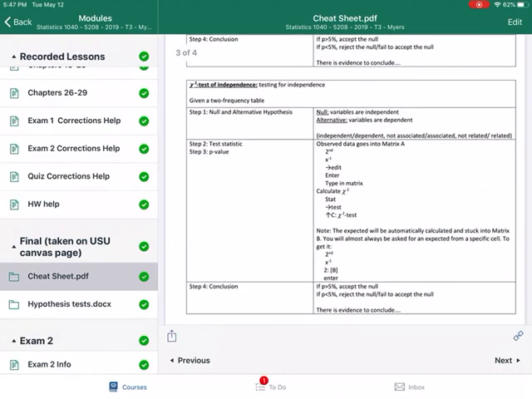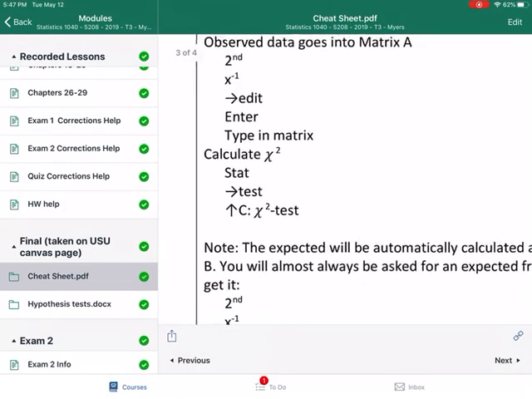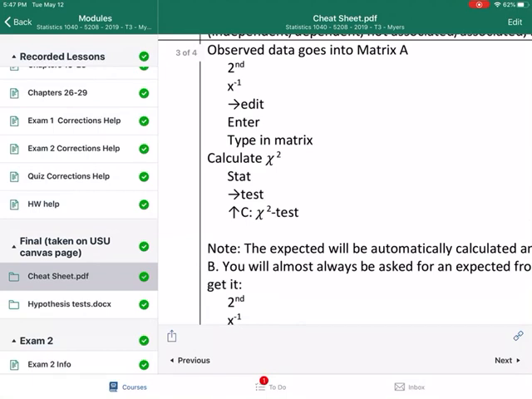Okay, last is test of independence. So let's look at our cheat sheet. Chi-square test of independence, you are testing for independence, and I'll explain what that means in just a minute. You'll see these steps. We're going to be doing a lot of steps in our calculator on this one, just like we did the chi-square goodness of fit in our calculator.